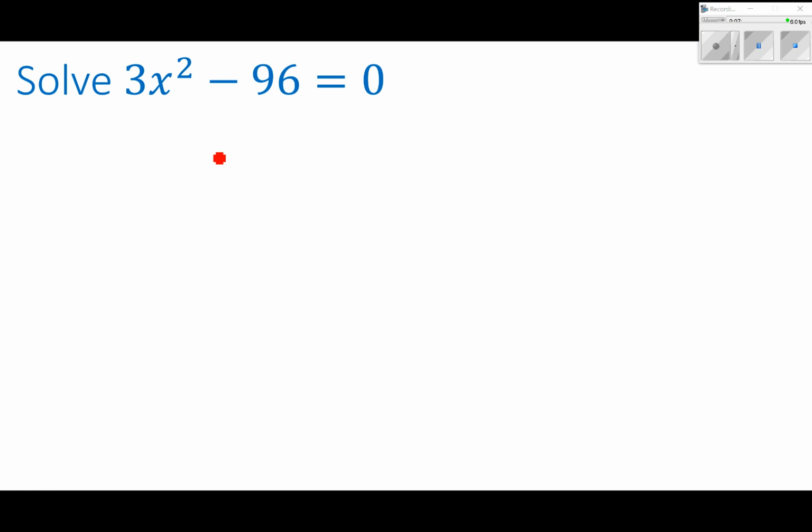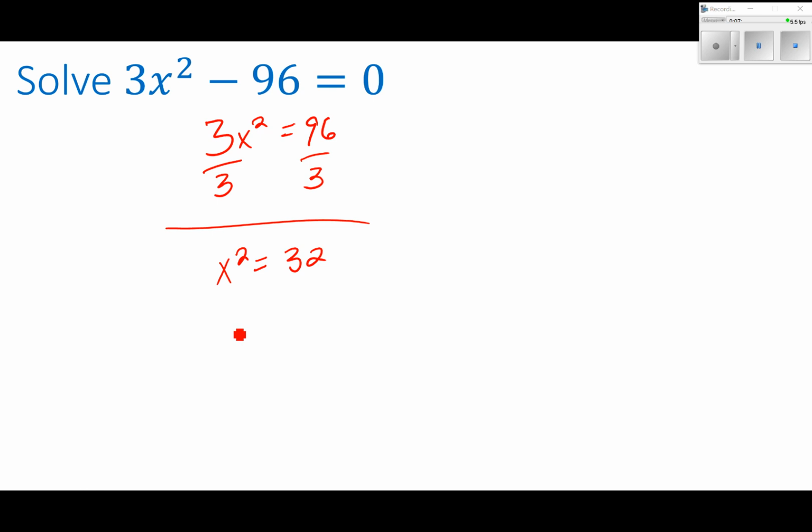So this one we'd have 3x squared equals now a positive 96. If we were to bring that over, divided by 3, divided by 3, so x squared equals 32. So then x would equal plus minus root 32. And we get to this point. Is everybody able to get to this point?